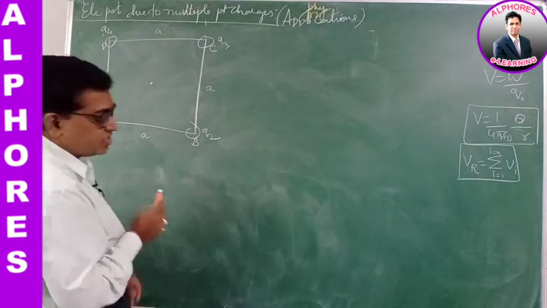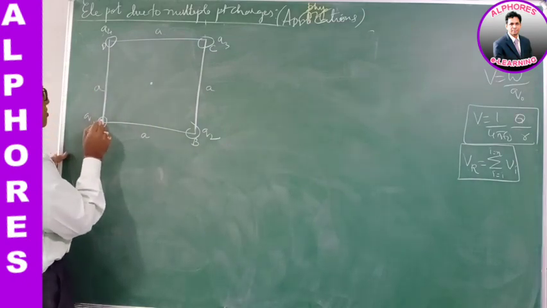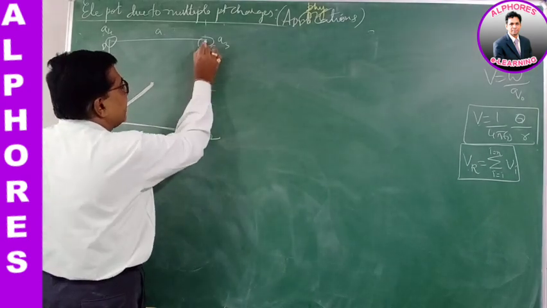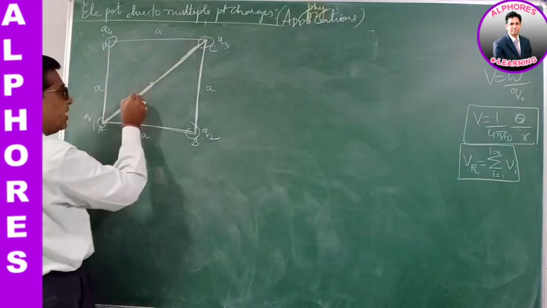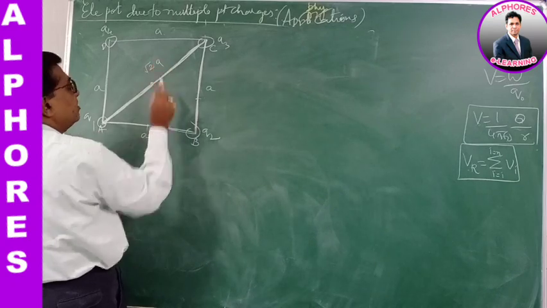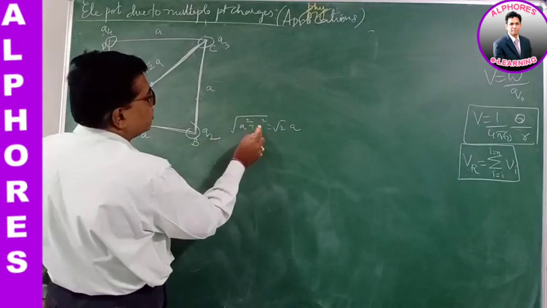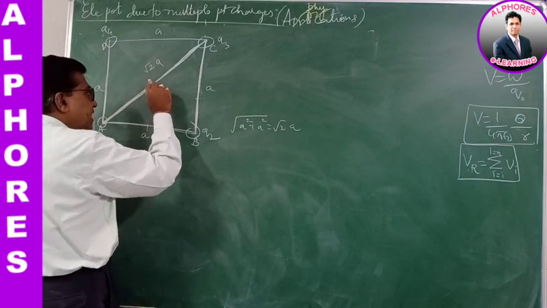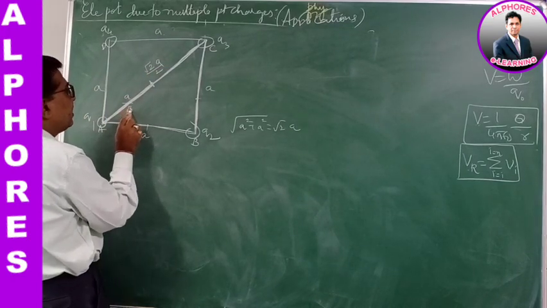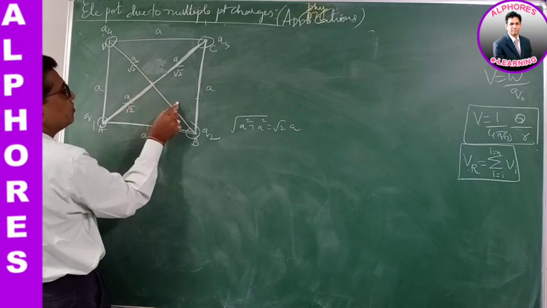Now, how do you find the individual potential? We know the potential due to any charge is 1 by 4 pi epsilon naught, charge by distance. For the charge at A, the charge is Q1; this side is A and this side is A. If I join this, it is the diagonal of the square. By Pythagoras theorem, the diagonal is root of A square plus A square, which is root of 2A square, root 2 into A. But I want the distance from the vertex to the midpoint, which is half of this, A by root 2. Even along the other diagonal, this distance is also A by root 2.